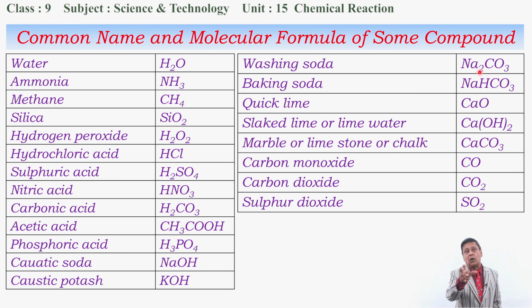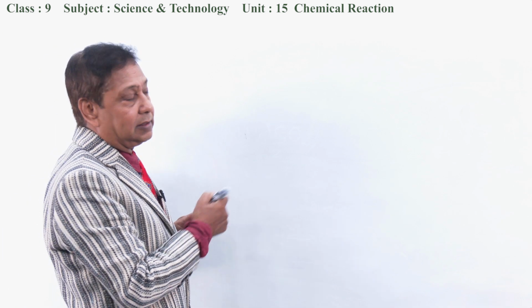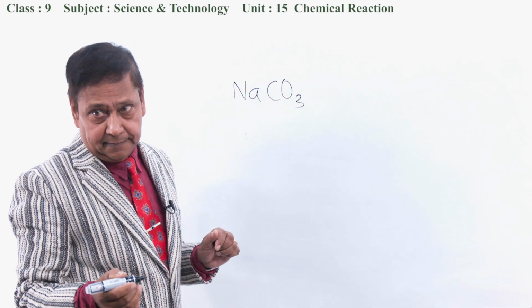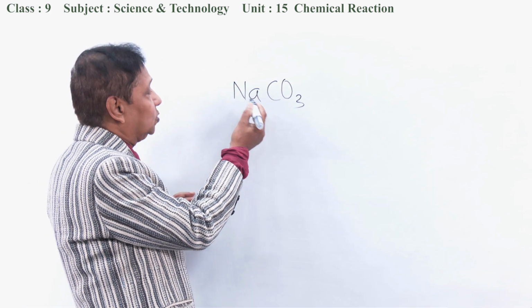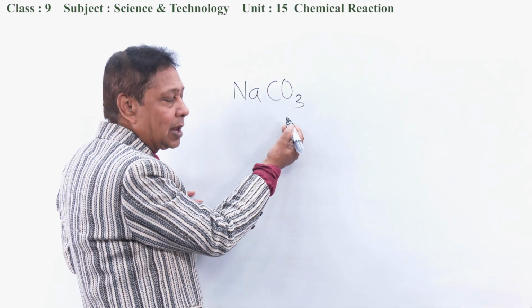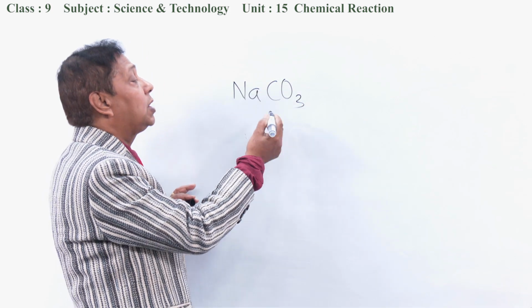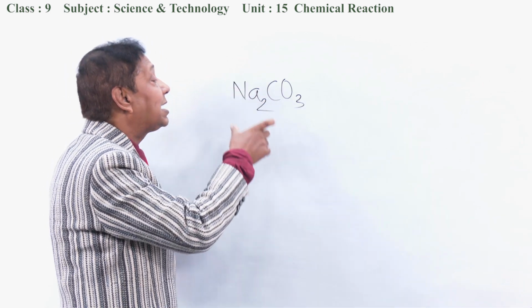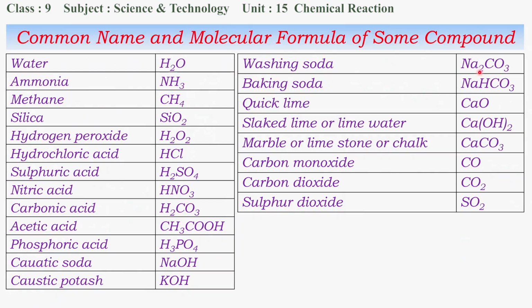Now, we must remember all these. If the same washing soda is given like this, sodium carbonate, then we'll write Na for sodium and CO3 for carbonate. And the valency of sodium is 1, which we don't have to transfer to carbonate, but valency of carbonate is 2, which we have to transfer to sodium. This way, this is the correct molecular formula of sodium carbonate. But instead of saying sodium carbonate, if washing soda is told, then what to do? We have to remember this. These are common names, not the chemical name. We have to remember this also before writing the chemical reaction.